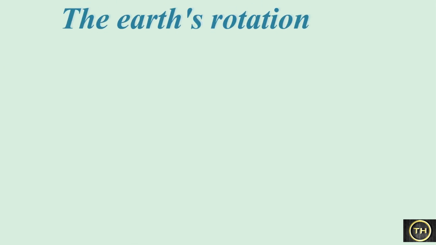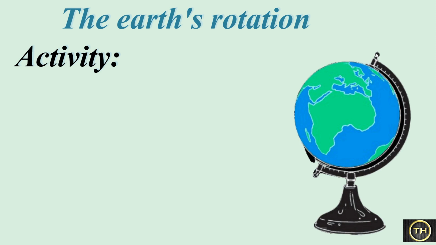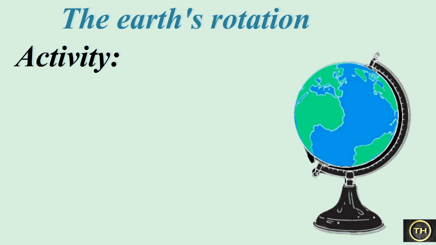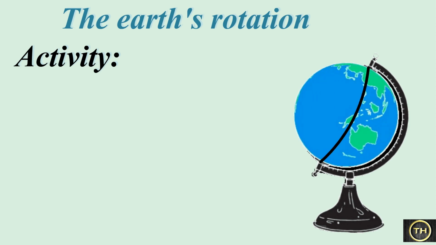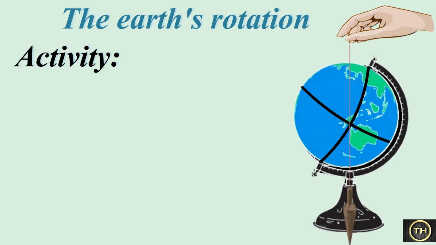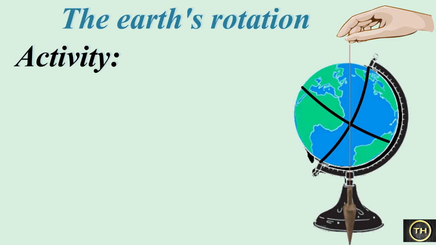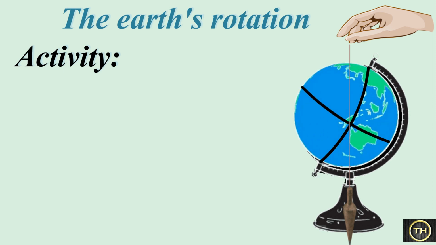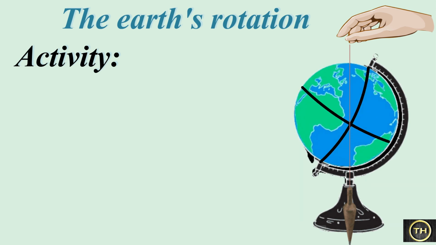Let's learn about the Earth's rotation. For this, let's take another activity. Take a globe like the one in the picture and spin it. Note the line around which it rotates. Now take a plumb line and hold it close to the globe as shown in the picture.